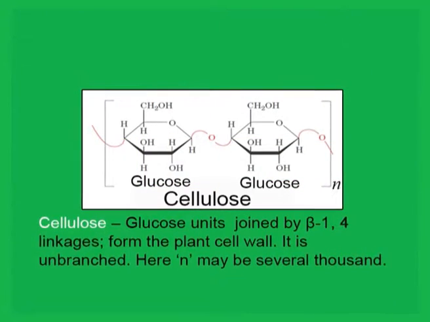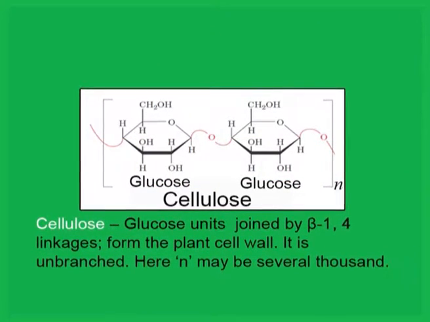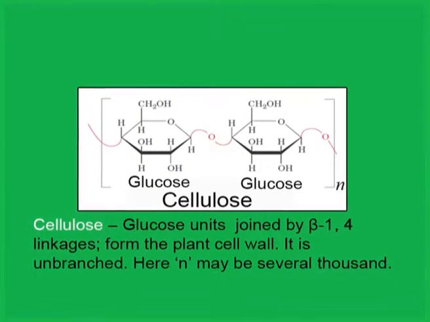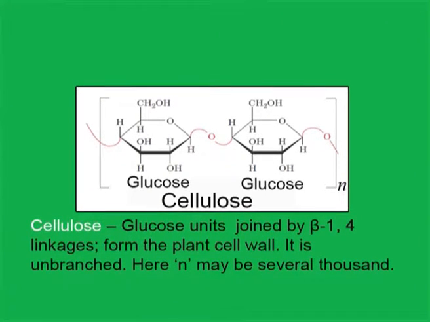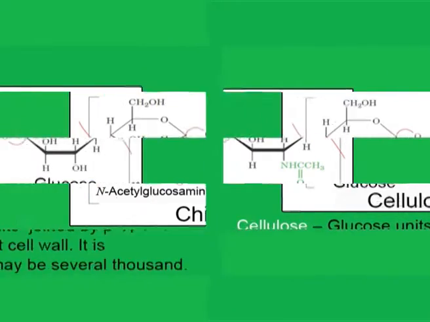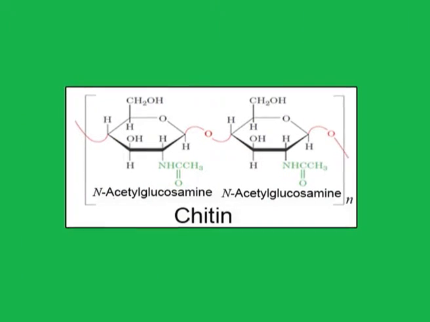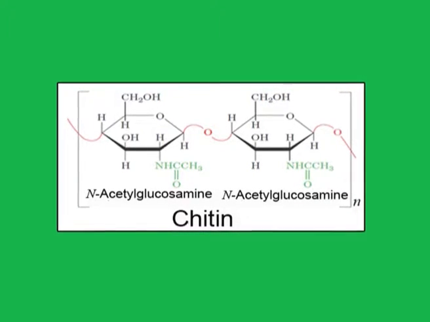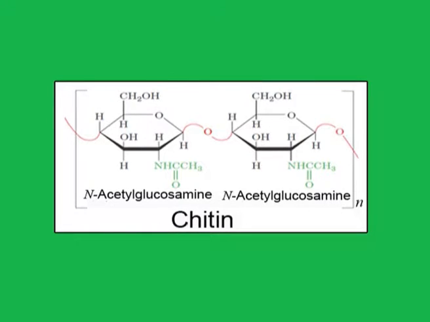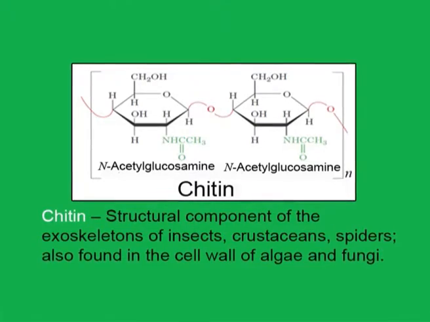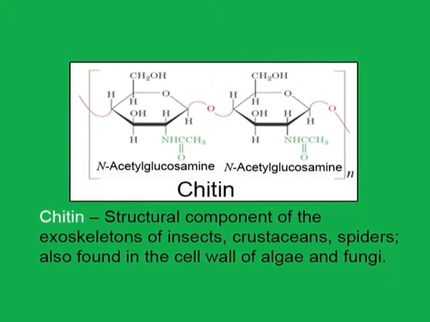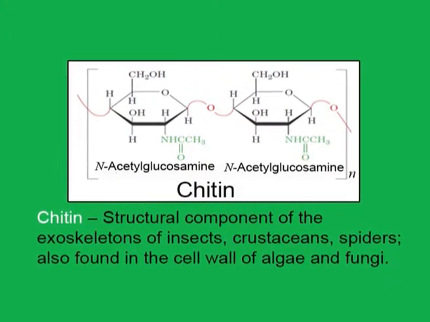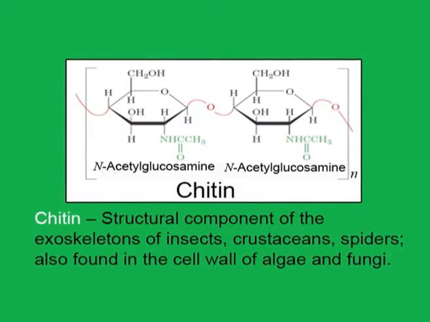Cellulose is also made up of glucose, but instead of alpha 1,4 glycosidic bonds, it is made up of beta 1,4 glycosidic bonds. And also chitin. Chitin is also formed by beta 1,4 glycosidic bonds, and it is made of N-acetyl glucosamine units, that means a homopolysaccharide, joined by beta 1,4 glycosidic bonds. It is shown that chitin is the structural component of exoskeletons, and also it is found in the cell walls of algae and fungi.